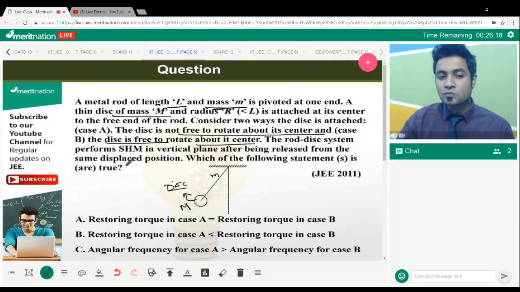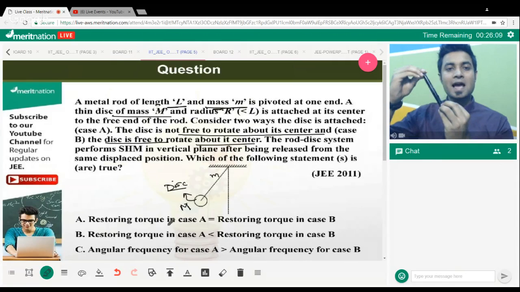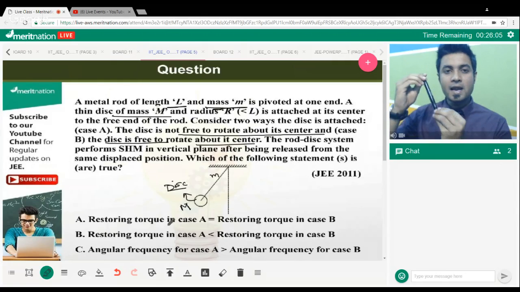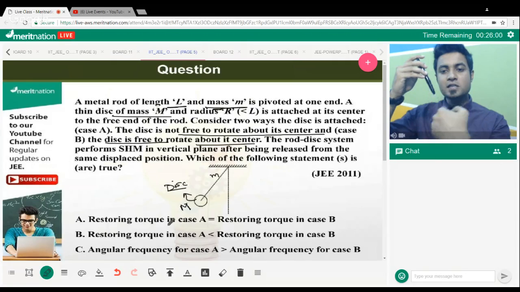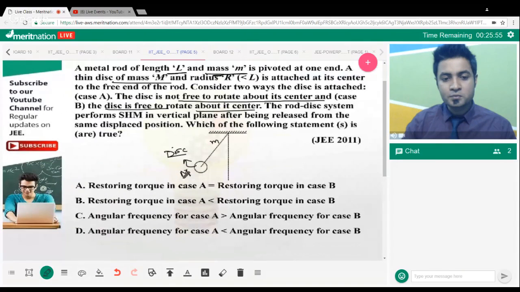So there are two cases. In the first one, the rod and the disc are totally attached to each other, and there is no movement between these two bodies. In the second one, the disc can easily rotate at the bottom. You're getting my point? You have to figure out which option from these four is correct. This is the rod-disc system performing SHM in a vertical plane.